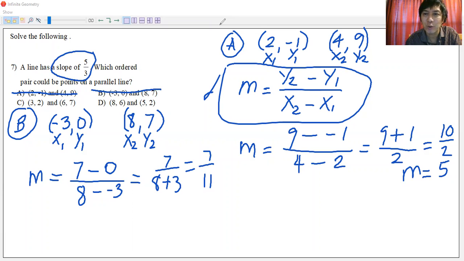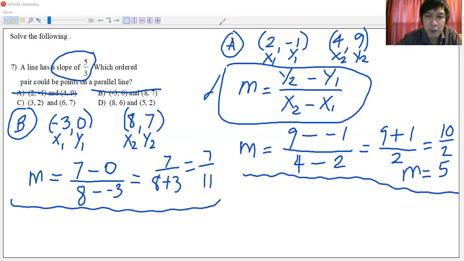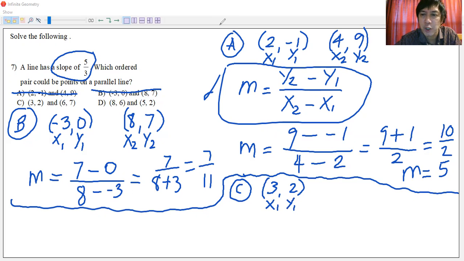So let's continue with letter C, and let us use some space over here. Let me just put a fence over there. This is now our letter C. Let's see if it's going to fit here. So for letter C, we have 3 and 2. Let this be our x1 and y1. The other point is 6, 7. Let that be our x2 and y2.